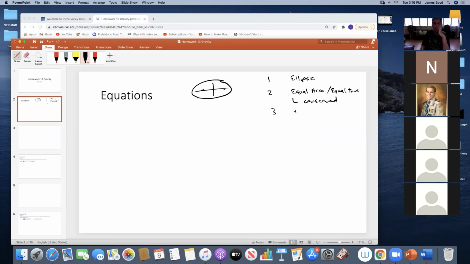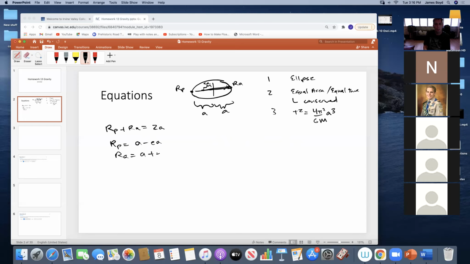And then 3 was T squared is equal to 4 pi squared G over M times A cubed. We'll talk about that one too. But these lead from, so this is A, and this is also A, and this distance here is EA, and this is perihelion or RP, and this distance, if there's nothing at this focus, is RA for aphelion. And so we get RP plus RA is 2A. We also get that RP is A minus EA, and RA is A plus EA.